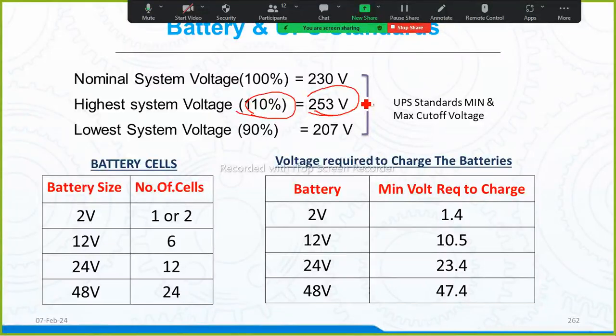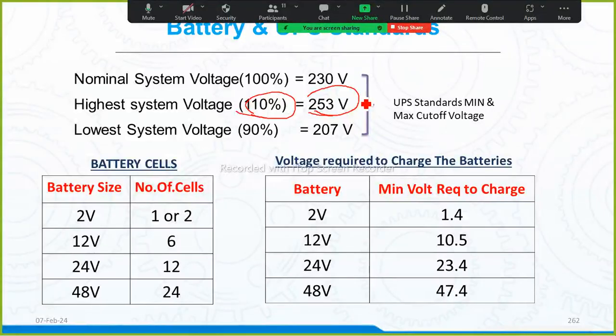The next is nominal voltage. What is nominal voltage? Nominal voltage is something like 100%, that is constant voltage, that is 230 volts. Means you are getting 230, then output is also 230. So this is called nominal voltage, high voltage cutoff and low voltage cutoff. Nominal voltage is 100%, high voltage cutoff is 110%, that is 253, and low voltage cutoff is 207, that is 90%.